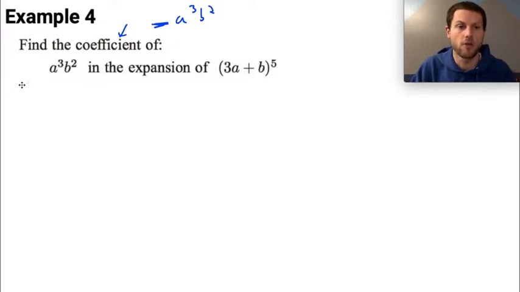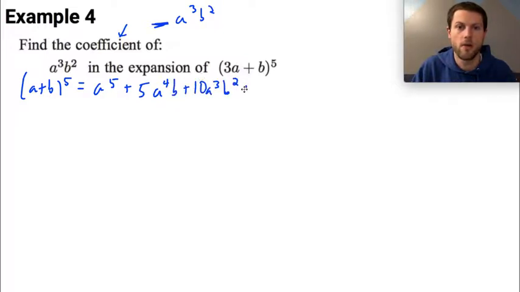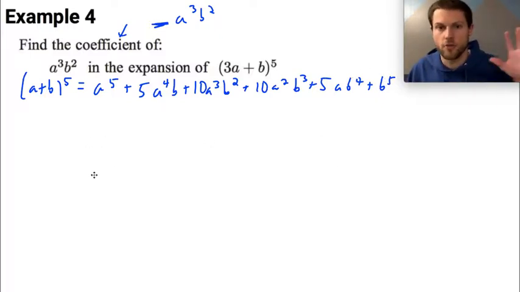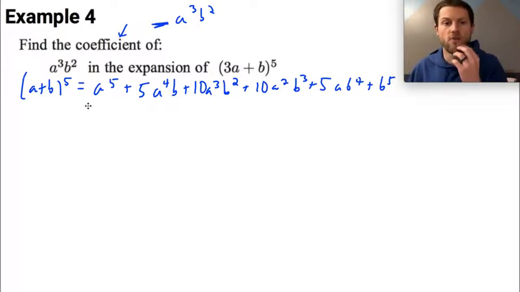If I recall what the typical expansion is of a plus b to the fifth power, that's going to be equal to a to the fifth plus 5 a to the fourth b plus 10 a to the third b squared plus 10 a squared b to the third plus 5 a b to the fourth plus b to the fifth. So that's my typical binomial expansion. Again, look at the coefficients. It's Pascal's triangle, fifth row, and the powers all follow those properties that we were talking about in a couple of videos ago.